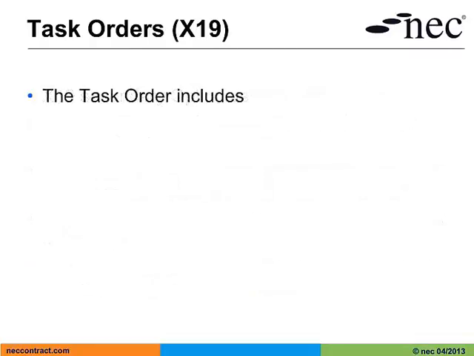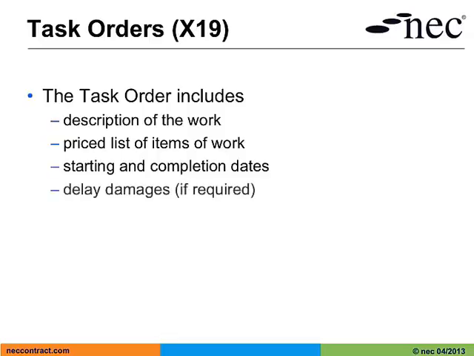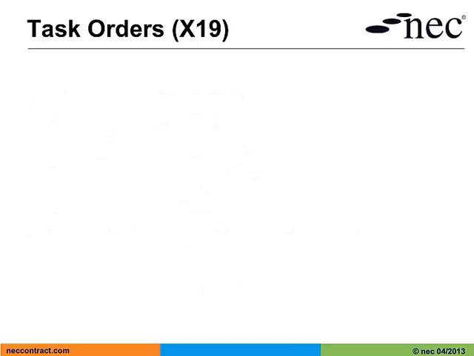The task order includes a detailed description of the work, a price list of items in the task in which items from the price list are identified, the starting and completion dates for the task, the amount of any delay damages for late completion of the task if required, and a total of the prices for the task. The contractor is required to submit a detailed programme for the task order. Let's have a look at a worked example of a task order.